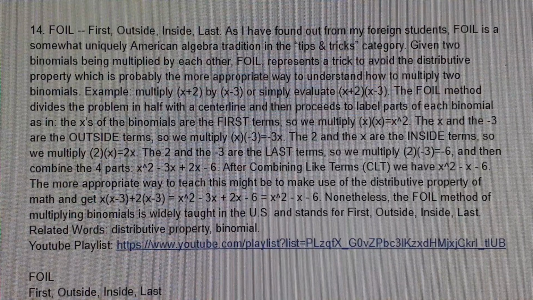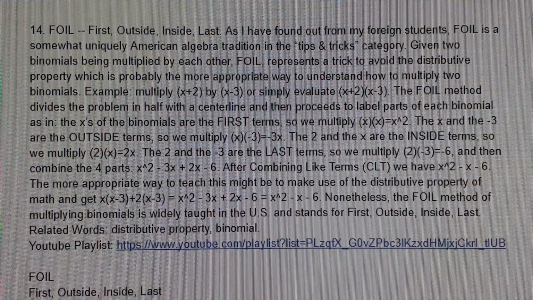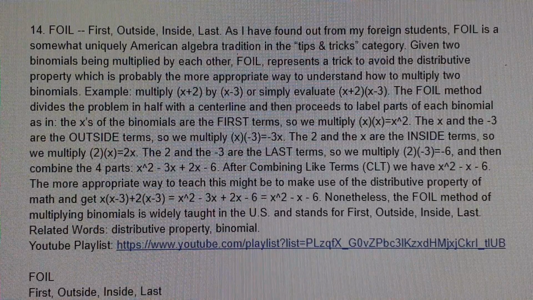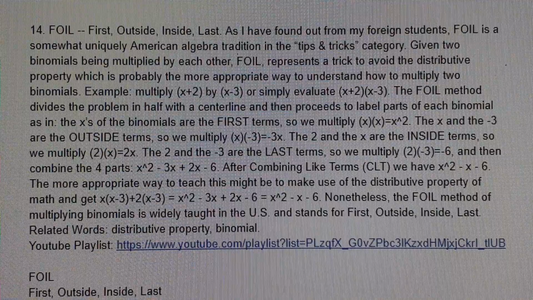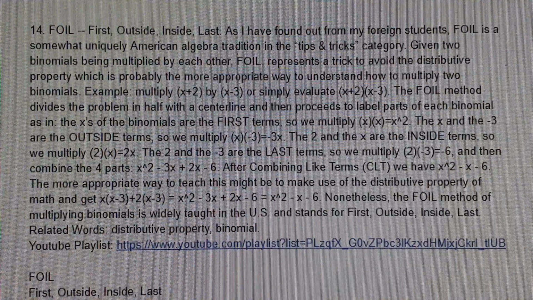Nonetheless, the FOIL method of multiplying binomials is widely taught in the U.S. and stands for first, outside, inside, last. Related words: distributive property, binomial.